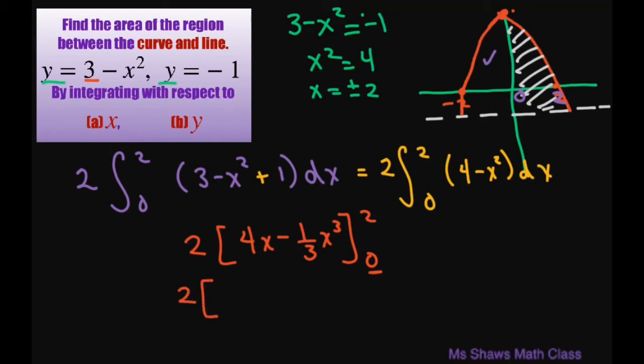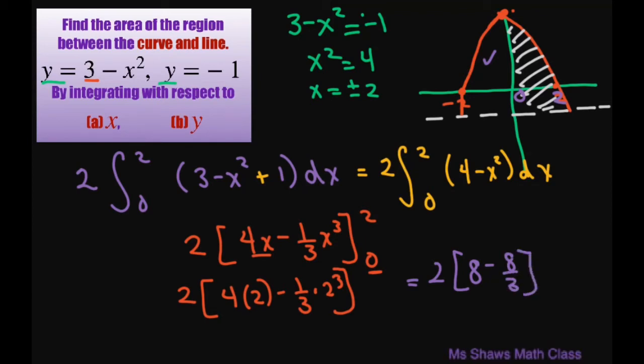So we have 2 times 4 times 2 minus 1/3 times 2 cubed. This is going to give us 2 times 8 minus 8/3. This is going to be 16 minus 16/3, which is equal to 32 divided by 3. All right, so that's the area by integrating with respect to x.